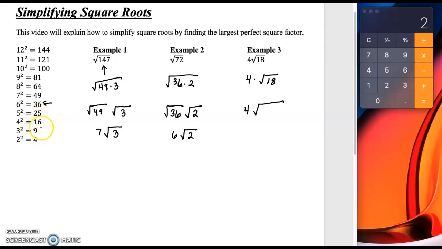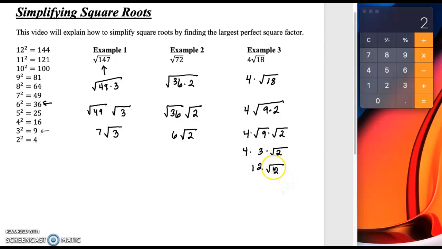Well, if I try to find the biggest one, it's going to be 9. So I could break this up into root 9 times 2. So this then would become 4 root 9 root 2. Now, all of these things are technically multiplying. So 4 times, well, root 9 is really 3. And then root 2 we can't evaluate. So now we can multiply the two numbers outside the radical sign, which is 12, so it'll be 12 root 2.